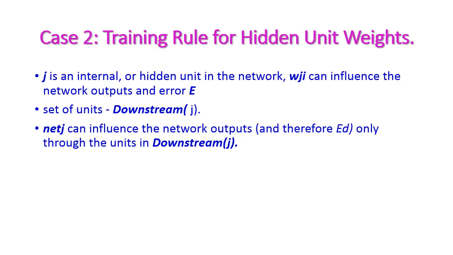And case 2 is the training rule for hidden unit weights. Okay, here j is an internal unit or hidden unit in the network, and Wji is the weight of the jth input to the ith unit, right, which can influence the network output as well as the network error, and the set of units is called the downstream of j. And here net j can influence the network output. With respect to net j only, the network output will be produced, and this is called Ed, that is the error of the dth unit, only through the units in the downstream of j.